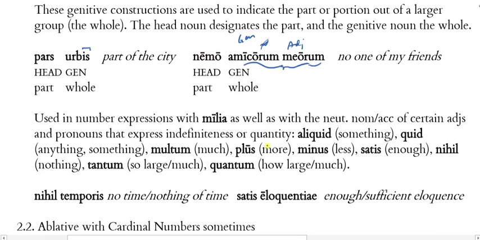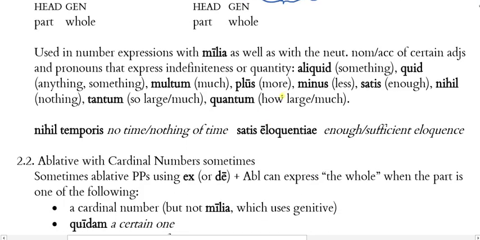So when do we expect to see this? This is used in number expressions with the number milia. Okay, so when we have that word thousands, and we want to say thousands of something, this is where we're going to see that. Thousands of some whole group, right? There's a whole city with maybe 10,000 people, but I'm talking about 5,000 of the city. Then I'm talking about a portion.